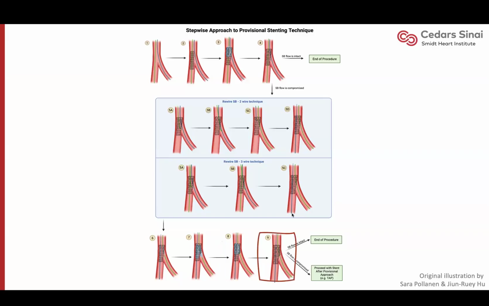Lastly, you'll perform an angiogram to evaluate the flow in the side branch. If the side branch flow is intact, meaning TIMI 3, it is acceptable to end the procedure here and remove both wires. If the side branch flow is compromised, meaning TIMI flow less than 3 or side branch stenosis exceeding 90%, then stenting of the side branch may be necessary. You will then proceed with a stent after provisional approach, such as TAP.